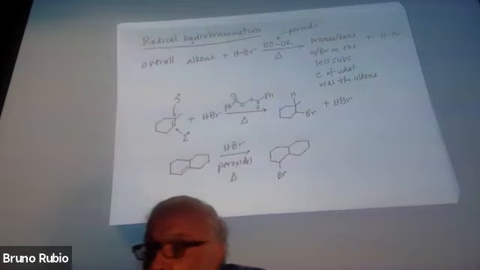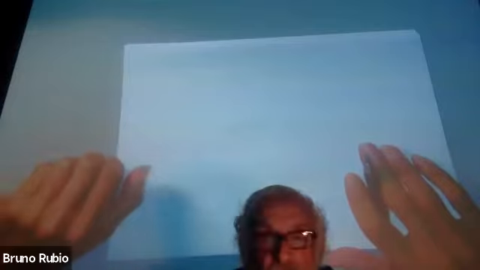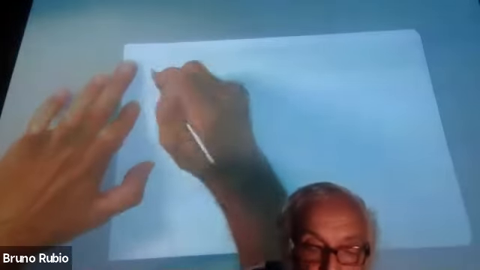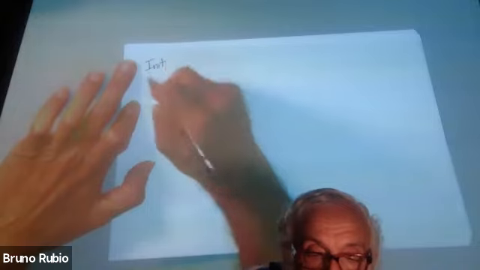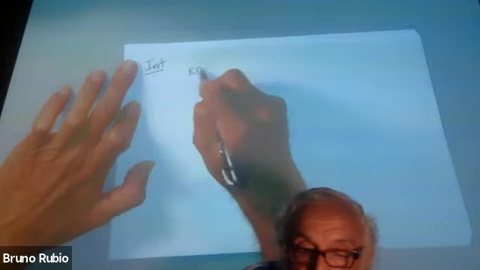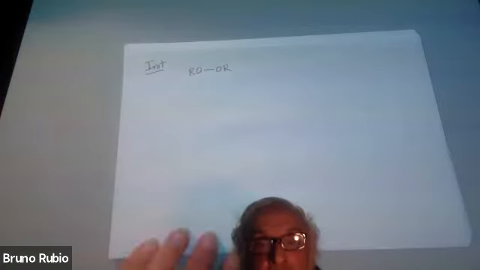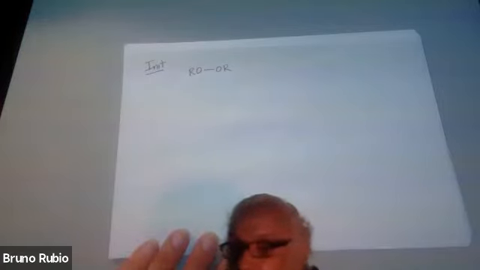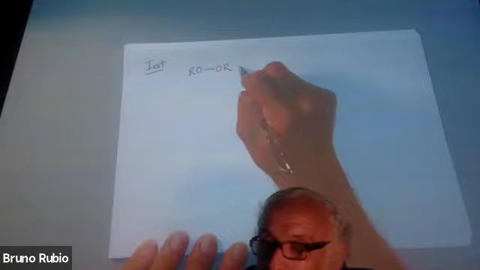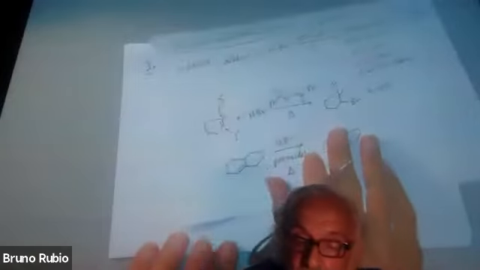Okay, so now we want to understand why the Br ends up where it does. To do that, we need to talk about the mechanism. Again, we're going to have initiation, propagation, and termination steps. In the initiation step, we've said many times that bonds that involve carbon and hydrogen are stronger than bonds that don't involve carbon and hydrogen.